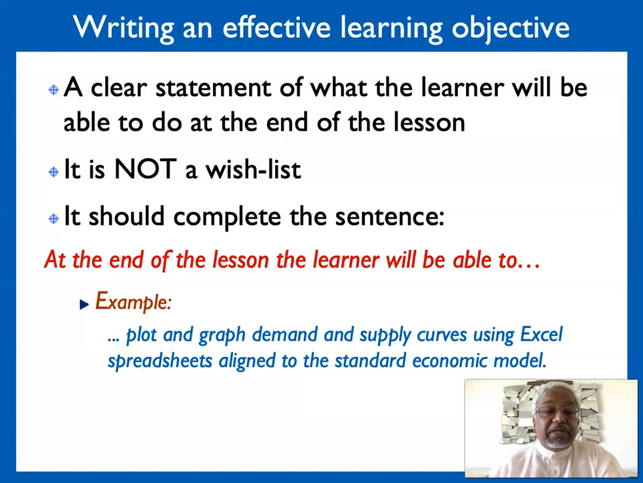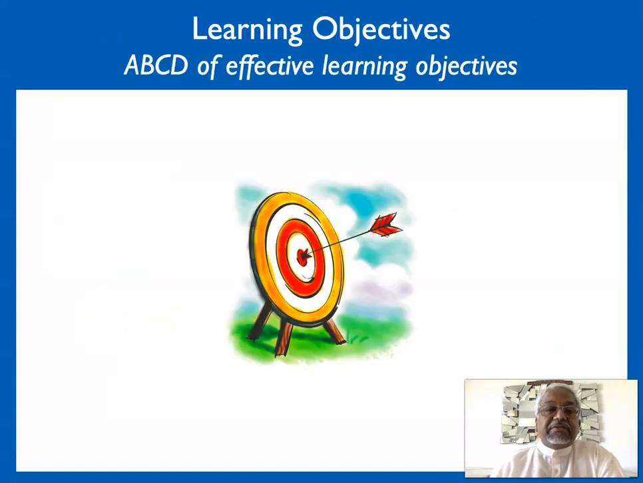As an example, at the end of the lesson, the learner will be able to plot and graph demand and supply curves using Excel spreadsheets aligned to the standard economic model. Now, it looks very detailed, and it is detailed intentionally. This learning objective is based on the ABCD rule. So let me introduce you straight away to the ABCD rule, which will help us understand how we can create a really effective learning objective. So what's the ABCD rule?